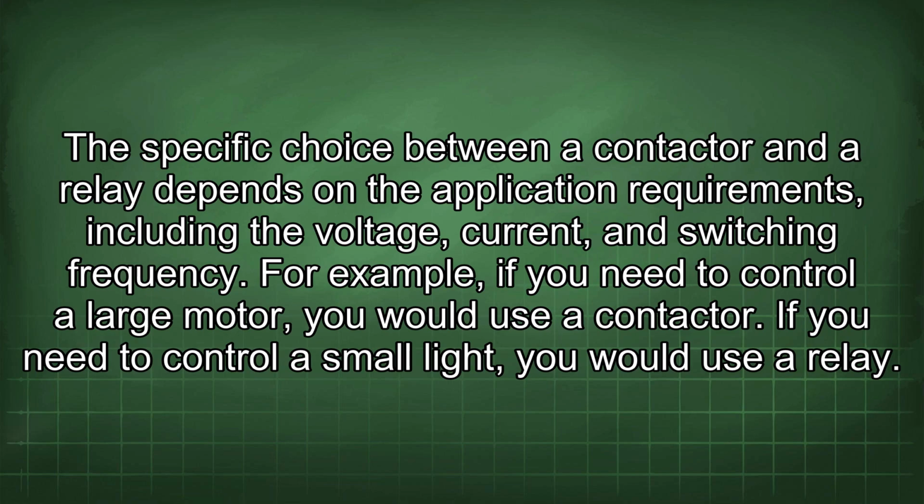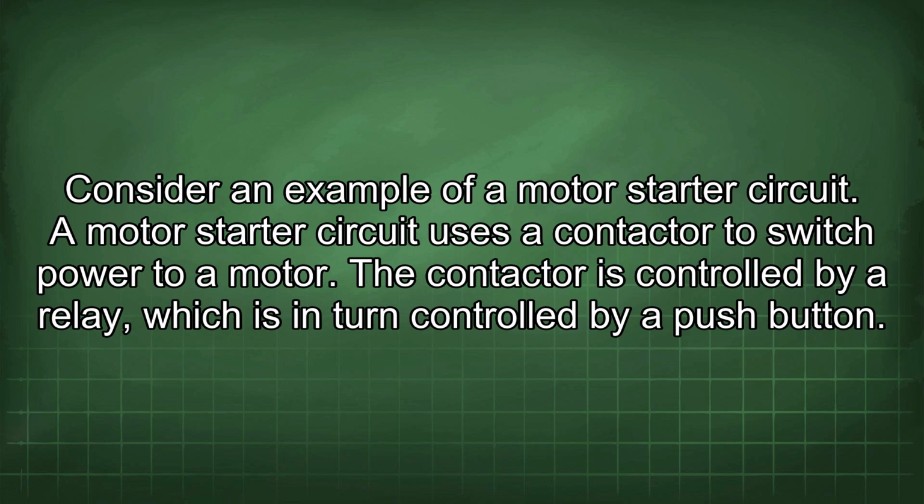If you need to control a small light, you would use a relay. Consider an example of a motor starter circuit. A motor starter circuit uses a contactor to switch power to a motor. The contactor is controlled by a relay, which is in turn controlled by a push button.